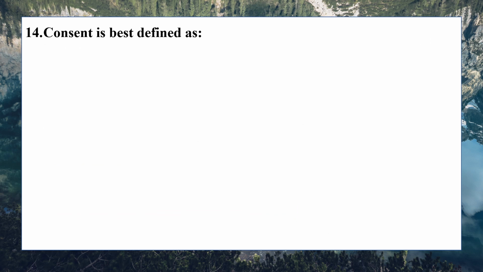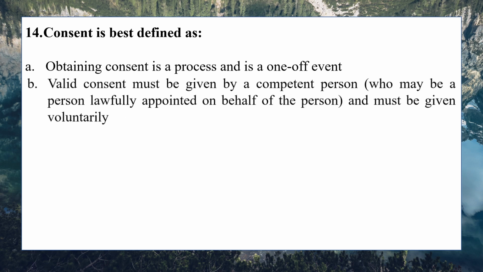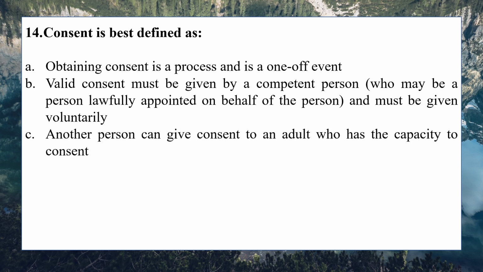Consent is best defined as option A. Obtaining consent is a process and is one of event. Option B. Valid consent must be given by a competent person who may be a person lawfully appointed on behalf of the person and must be voluntarily. Option C. Another person can give consent to an adult who has capacity to consent.